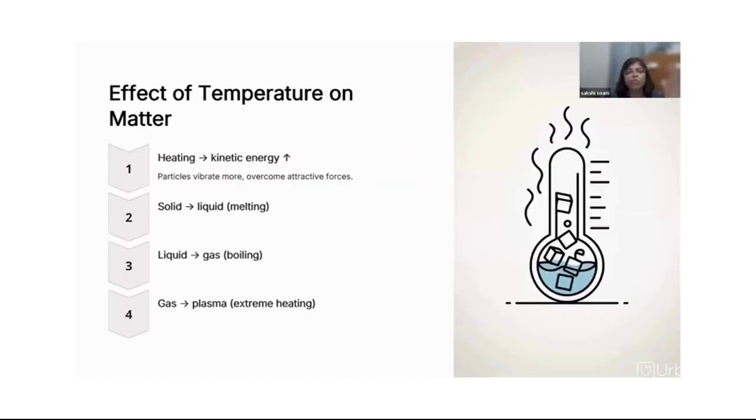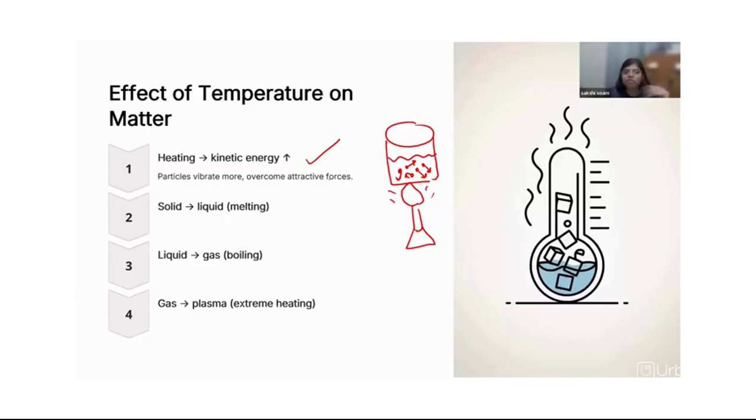So what is the effect of temperature on matter? This is very important. Whenever we are heating something, for example, a beaker which has water, on a Bunsen burner, the particles of water gain kinetic energy and start moving faster. Any particle you heat gains kinetic energy and the particles vibrate more. They overcome the attractive forces.